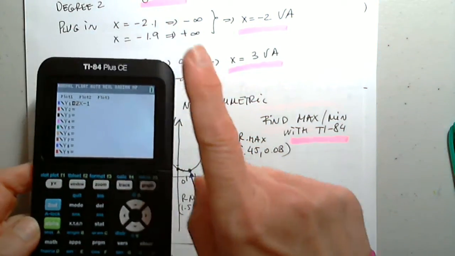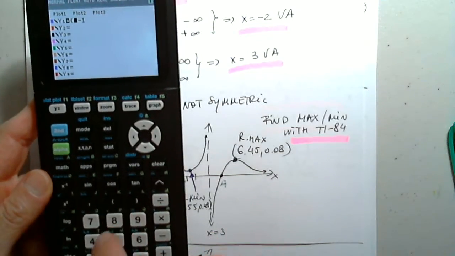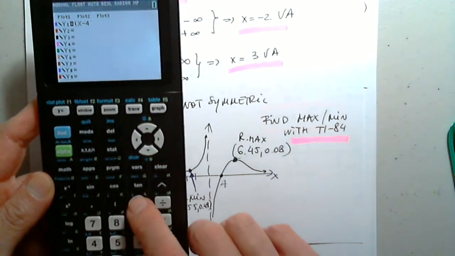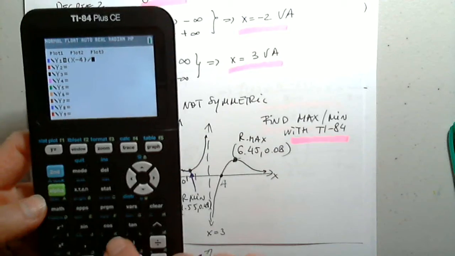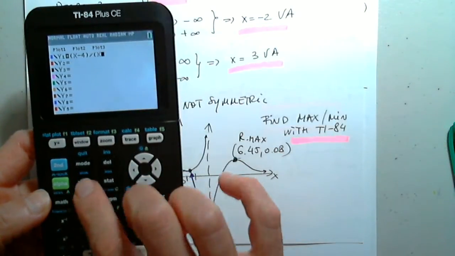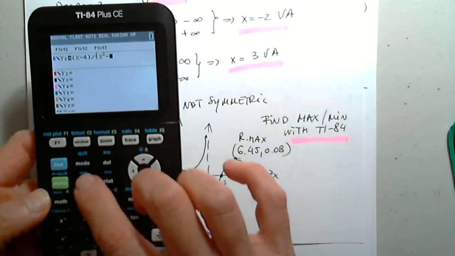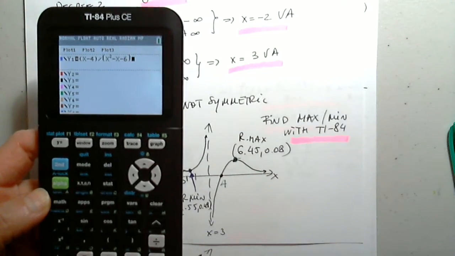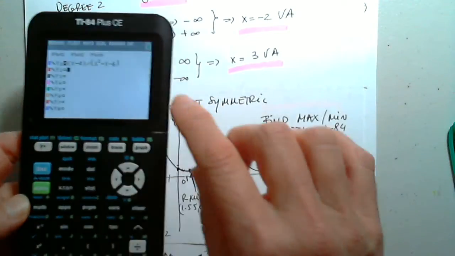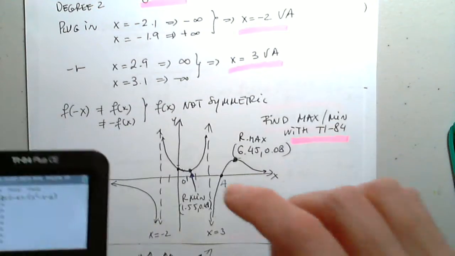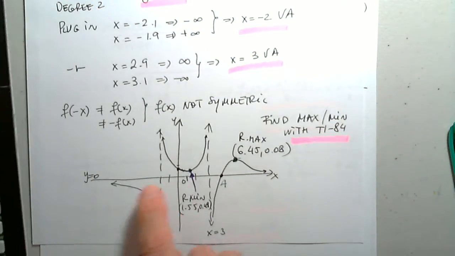So be very careful how you plug in the function: in parentheses for the top, x minus 4, divided by, in parentheses, x squared minus x minus 6, and close the parentheses. Now, you do not have to add the horizontal asymptote, because it's 0 and it would be the x-axis.